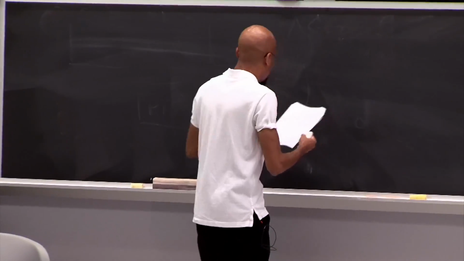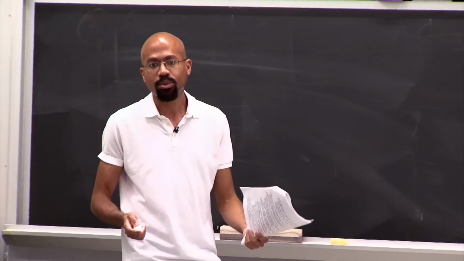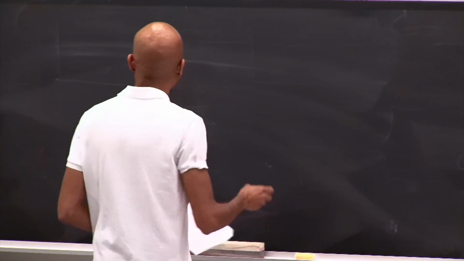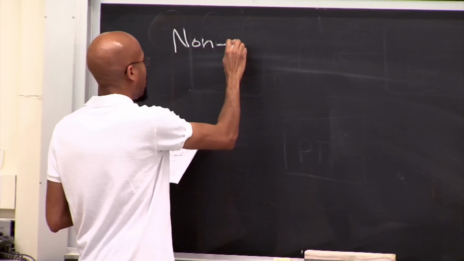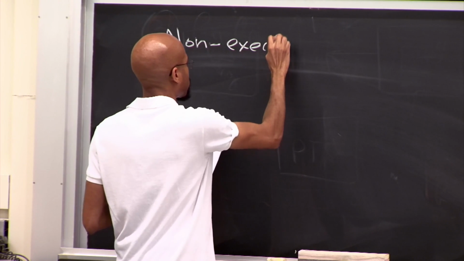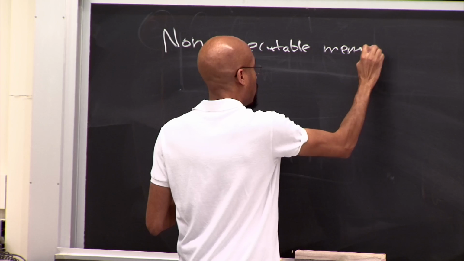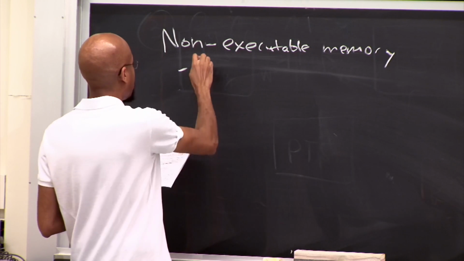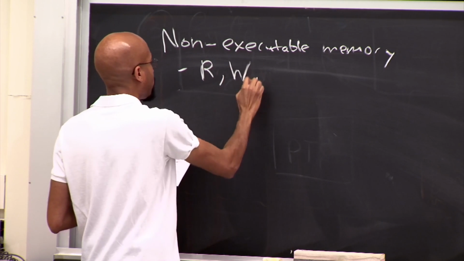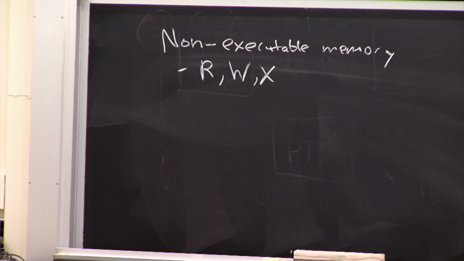Now we can think about 2 other mitigation strategies for buffer overflows. They're actually much simpler to explain and understand. One of these approaches is called non-executable memory. The basic idea is that the paging hardware is going to specify 3 bits for each page that you have in memory: read, write, and execute. Right? Can the program read that memory, write to it, execute it?